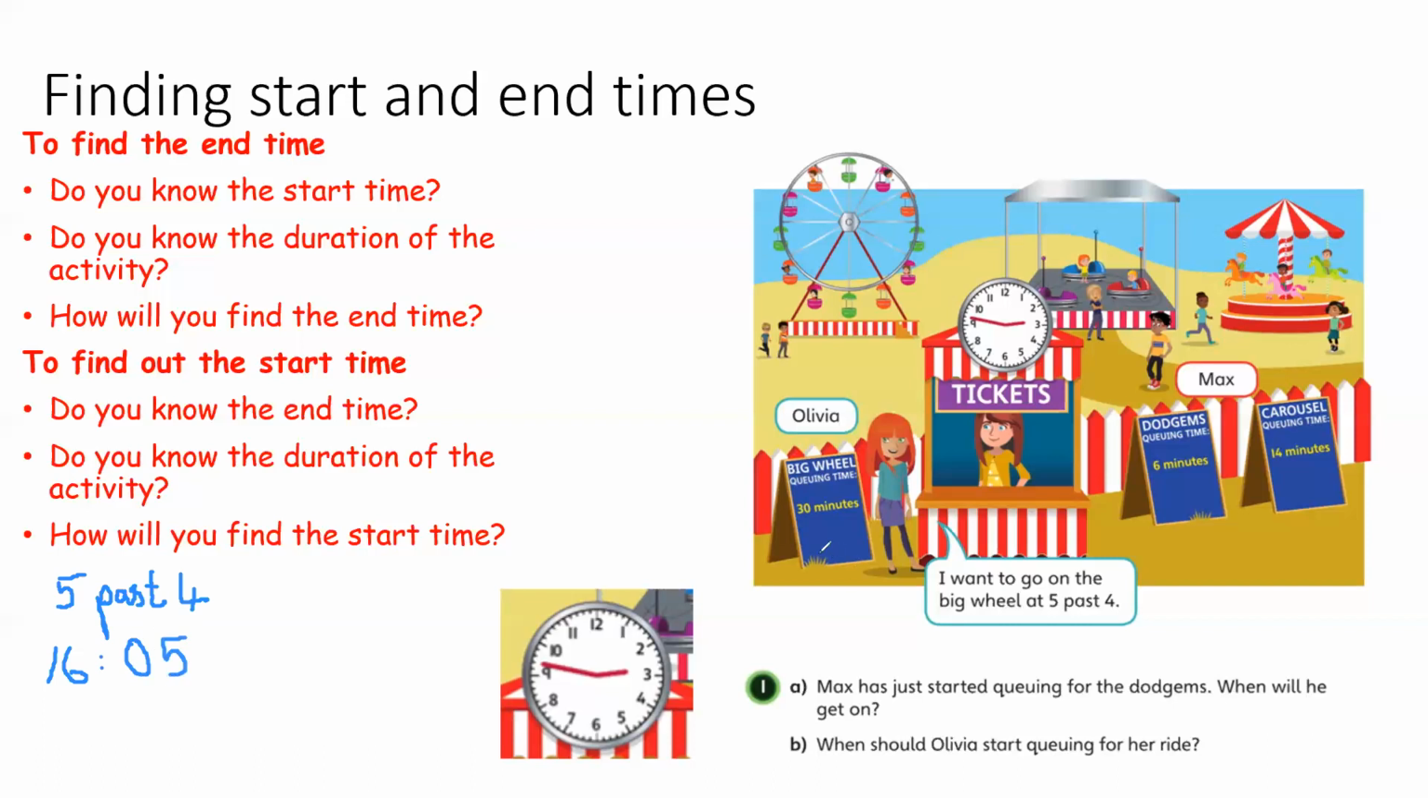Now I need to know the duration, and I know she wants to do the big wheel, and we have to queue for 30 minutes. So I'm going to go, the end time is 5 past 4, and I want to go back half an hour. So if I go from 4 o'clock, I go back 5 minutes. That takes from 5 past 4, go back 5 minutes, takes me to 4 o'clock. And then I have 25 minutes left. So it's actually going to be 25 minutes to 4 that she needs to start. And I've got to think of a way of writing that. So 25 minutes to 4.